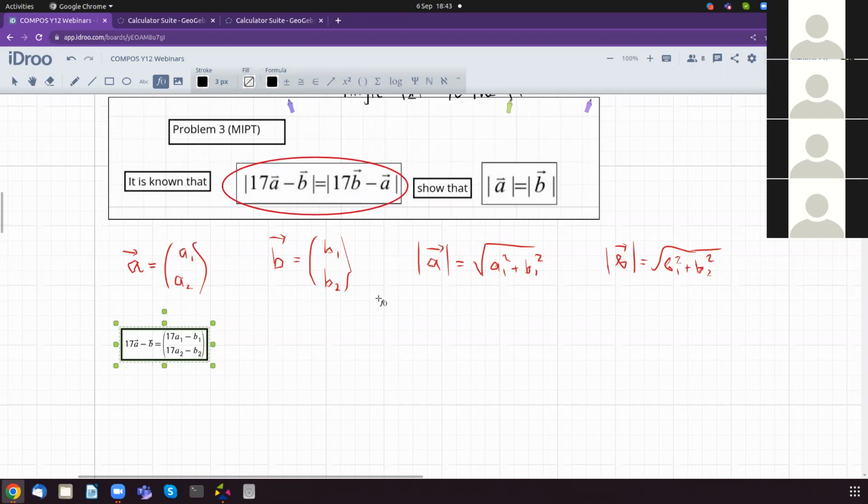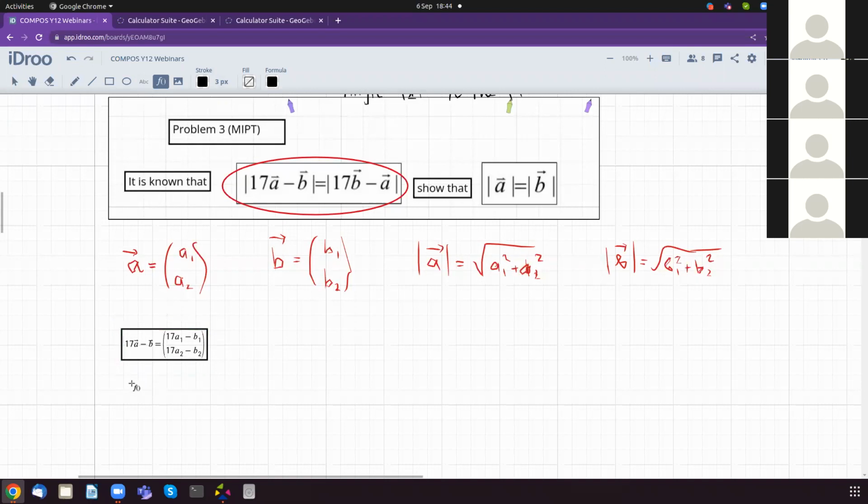Oh, it would be a completely different question, Abhishek. A2. Oh, yes, of course. B, yeah. A1, A2 squared, and B1, B2 squared.